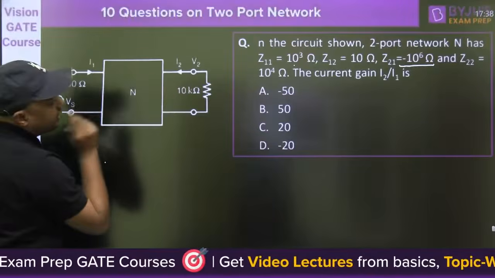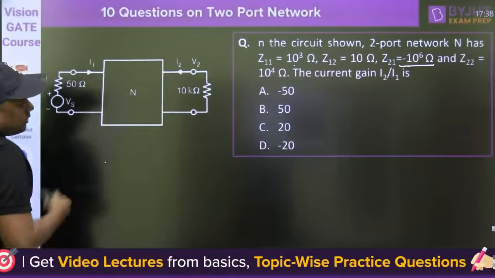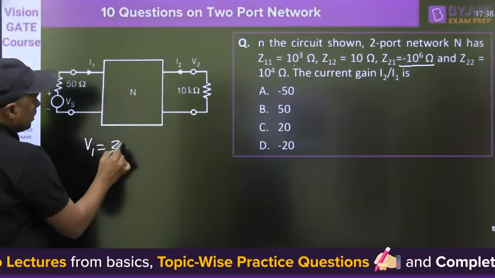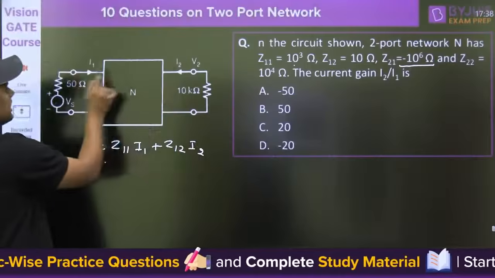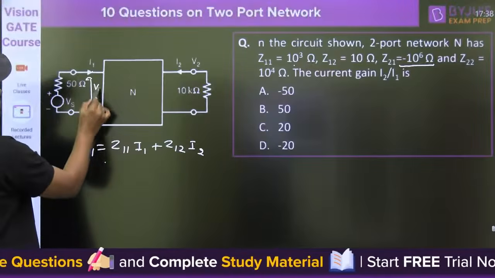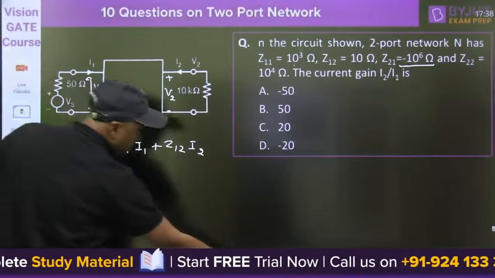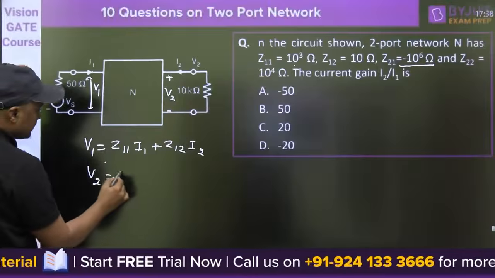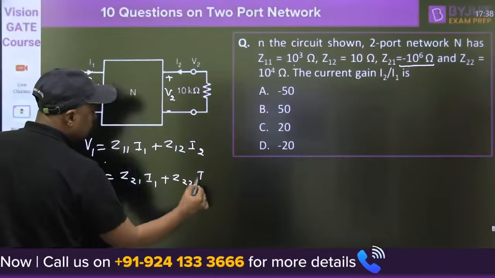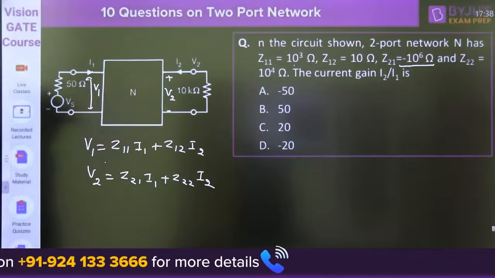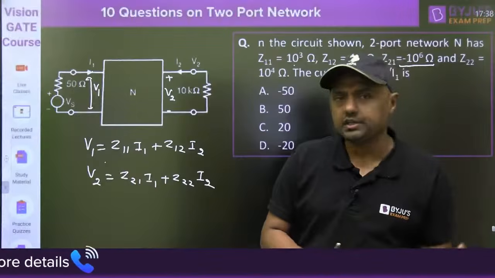This is I2 by I1. I2 is inside, I1 is inside. Then what will be the parameter? V1 is equal to Z11 I1 plus Z12 I2. Simple. Because this is inside, this is inside, this is V1 and that is V2. Then V2 is equal to Z21 I1 plus Z22 I2. Now, if the current gain is required, it means the I2 by I1 ratio is required without any condition.